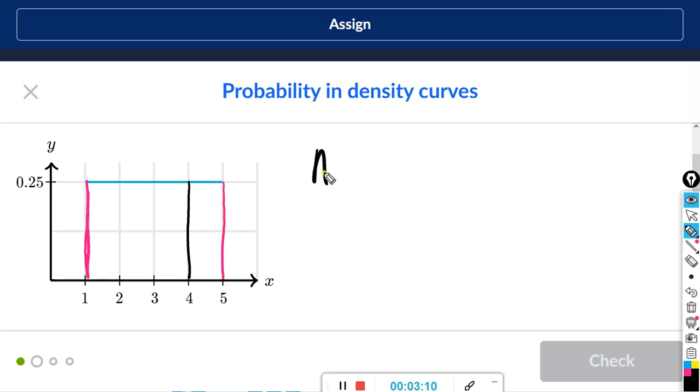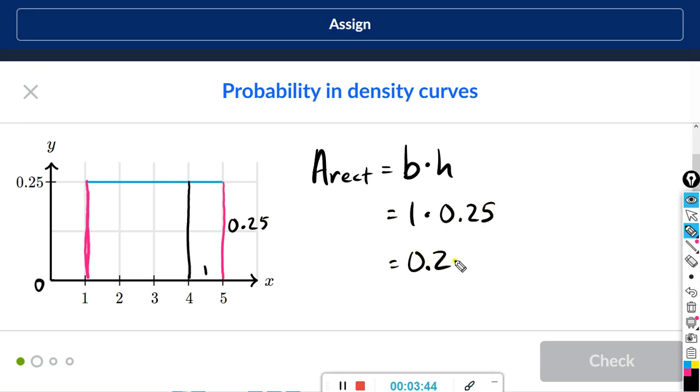So area of a rectangle is just length times width, or base times height. Okay, the base of this rectangle goes from 4 to 5. So the base is just 1. And the height of this rectangle goes from 0 up to 0.25. So the height is 0.25. All right, 1 times 0.25 is 0.25.